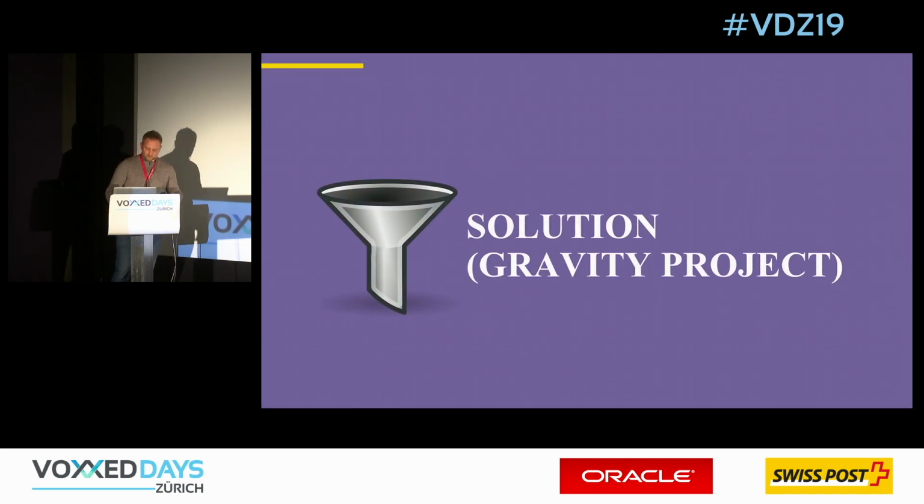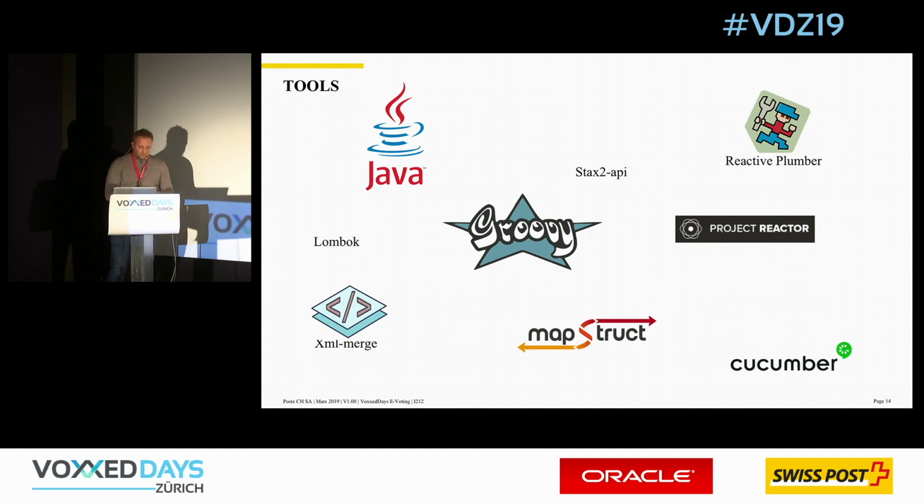And so we engineered a solution. This is the Gravity project. We defined some tools. We want to use Java. We want to stream XML files, so we have to use a streaming XML API, StAX2. We also want to use Reactive Plumber, which uses Groovy and Reactor. We also want to avoid writing and reading all the getters and setters in DTOs, so we will use Lombok. XML Merge is also a small tool to merge different XML files into just one file, and MapStruct converts data into another format, and also Cucumber for the tests.